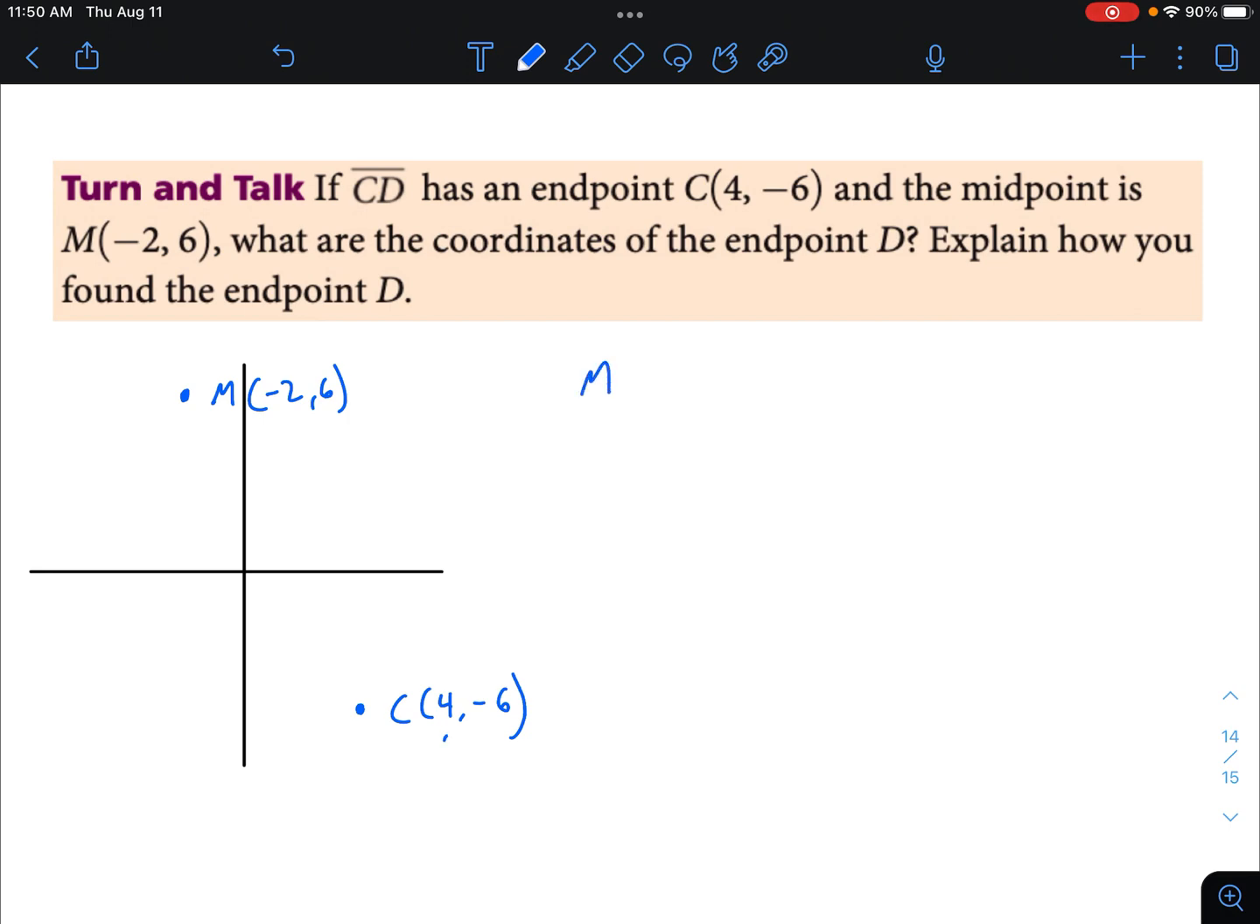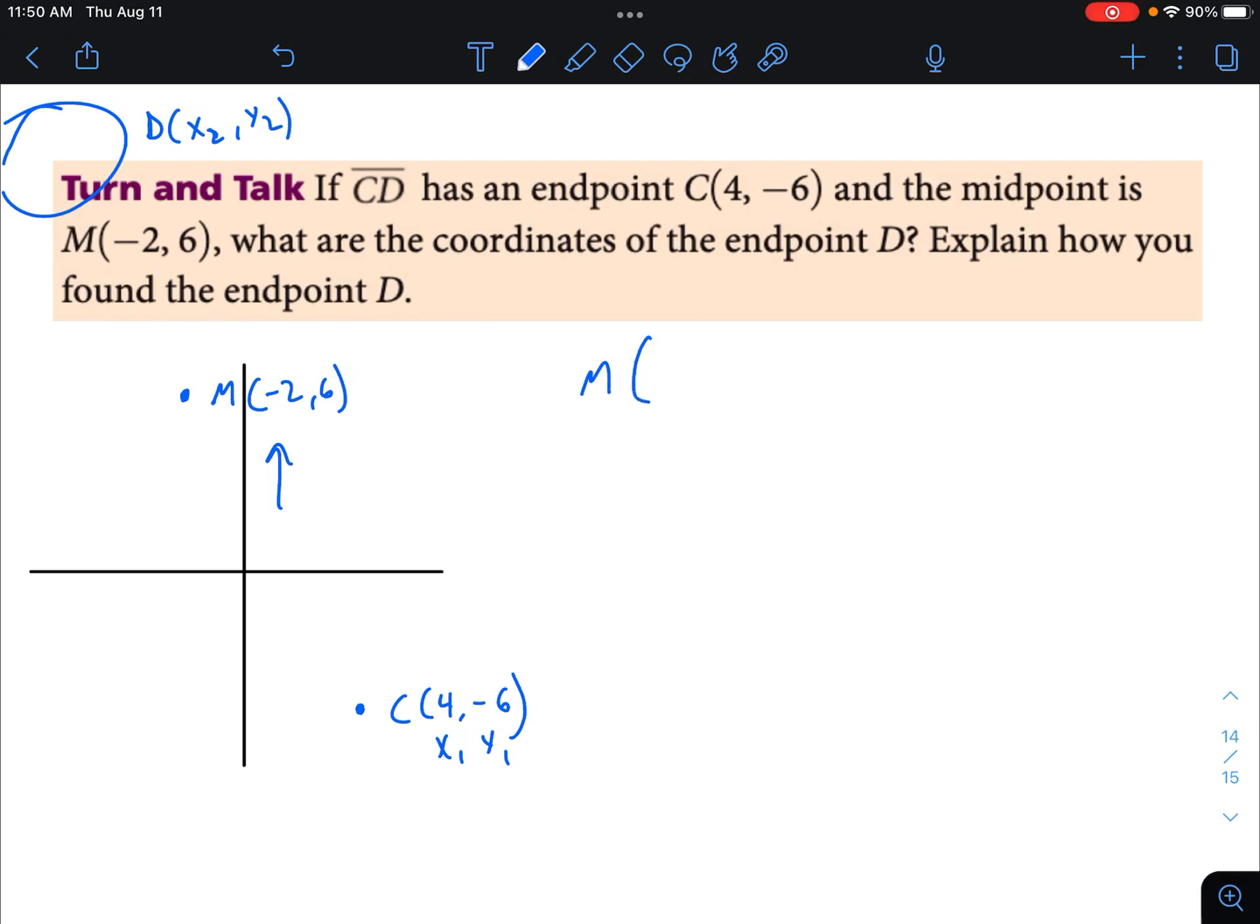Take a look, we got our midpoint formula. This would be our x1, y1. I don't know my x2, y2. We don't know where D's at. I'm just going to fill it in with x2, y2 for now. But I know that they're going to average out to be my midpoint.